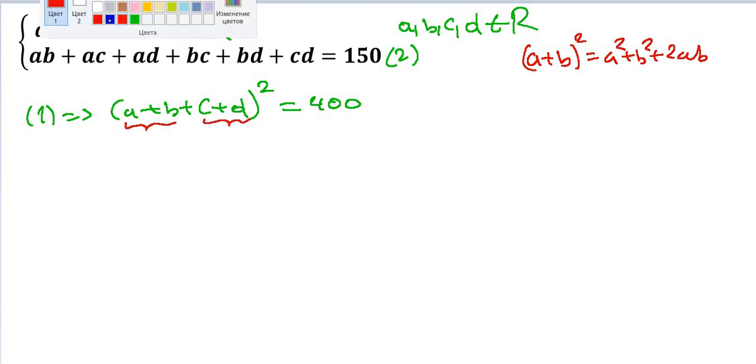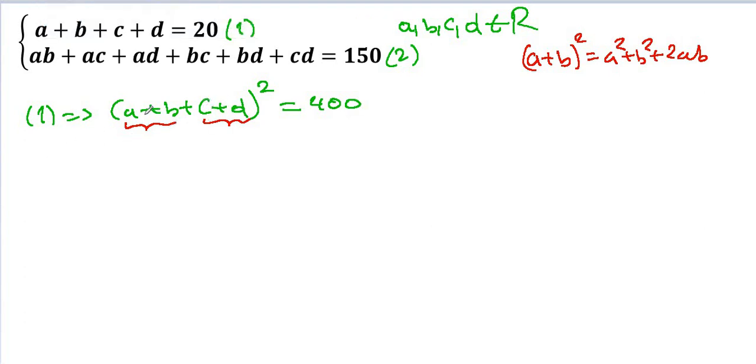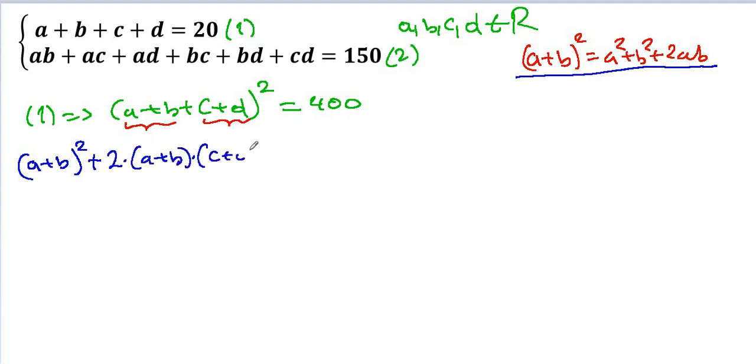So let me take a + b as a whole and c + d as a whole, and now square. Using this formula, we get (a + b)^2 + 2(a + b)(c + d) + (c + d)^2, and this is equal to 400.